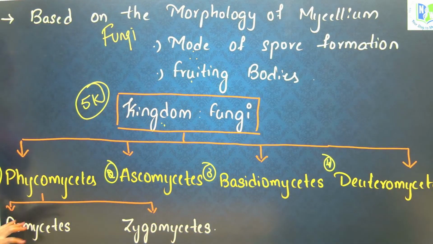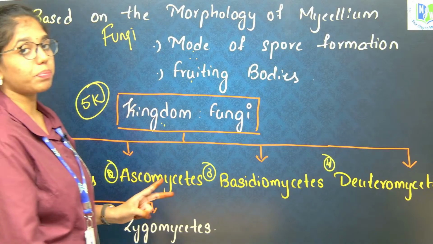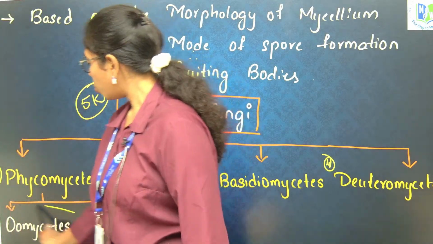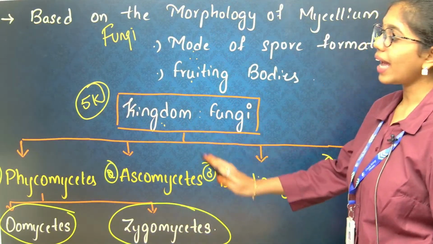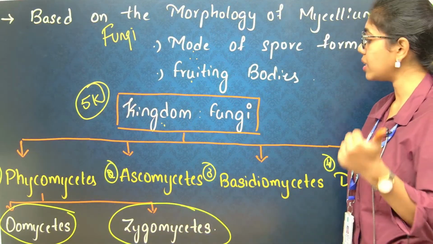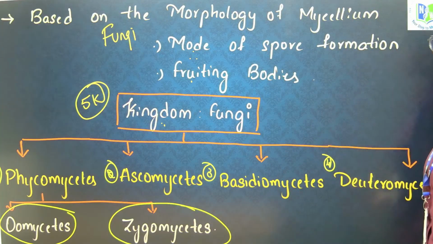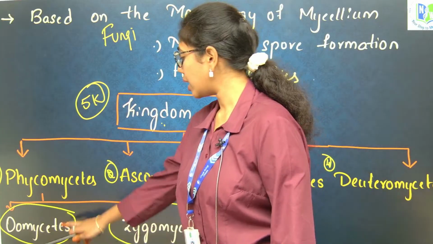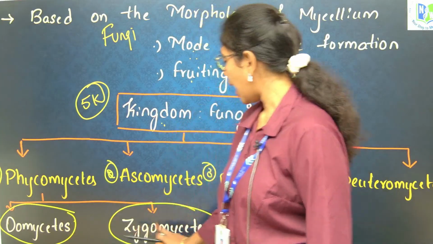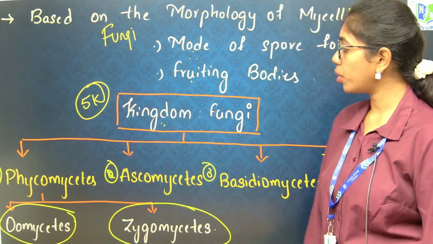Phycomycetes again has 2 subclasses: Oomycetes and Zygomycetes. So, kingdom Fungi has 4 classes: Phycomycetes, Ascomycetes, Basidiomycetes and Deuteromycetes. Based on the mode of spore release, in Oomycetes it is oospore and in Zygomycetes zygospore will be released.